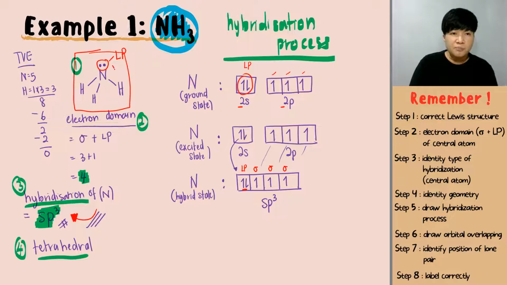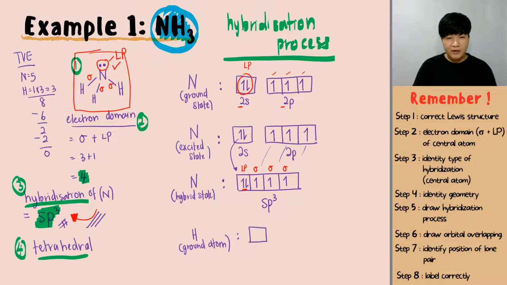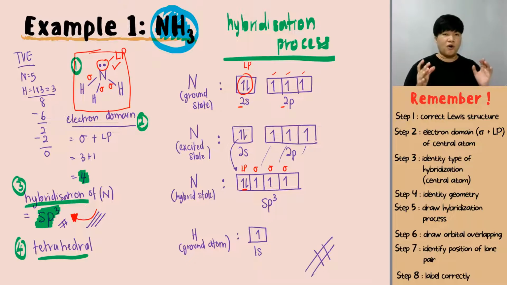Can you see your lone pair in your Lewis structure? And the 3 sigma bond with the hydrogen. And that is how we show the presence of lone pair in your hybridization process. Simple? Easy. We shall then end with the ground state of your terminal atom, where your terminal atom for this structure is hydrogen, and the ground state of it will be 1s1. And that is our hybridization process of your ammonia.